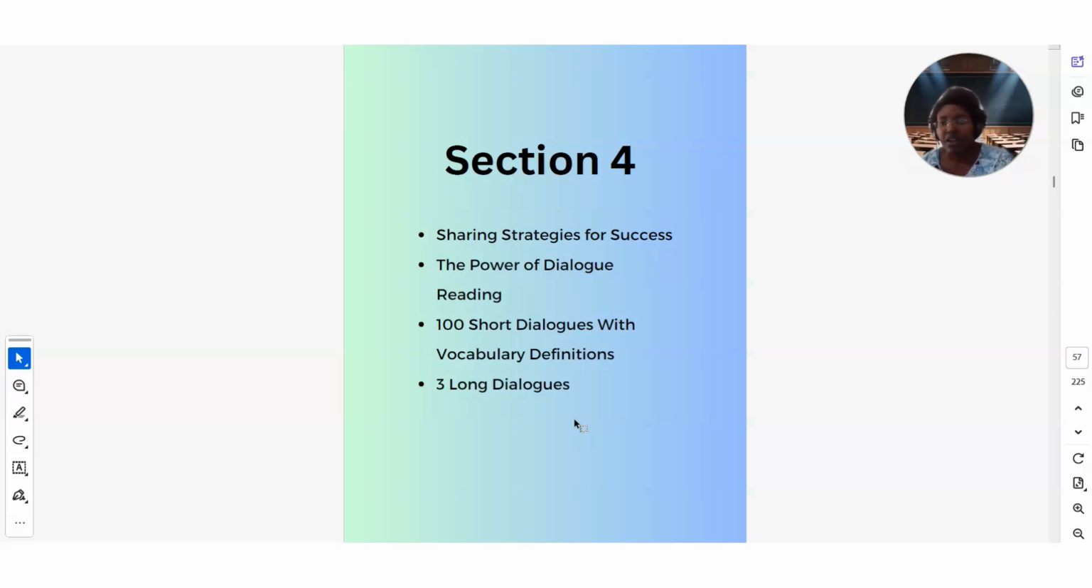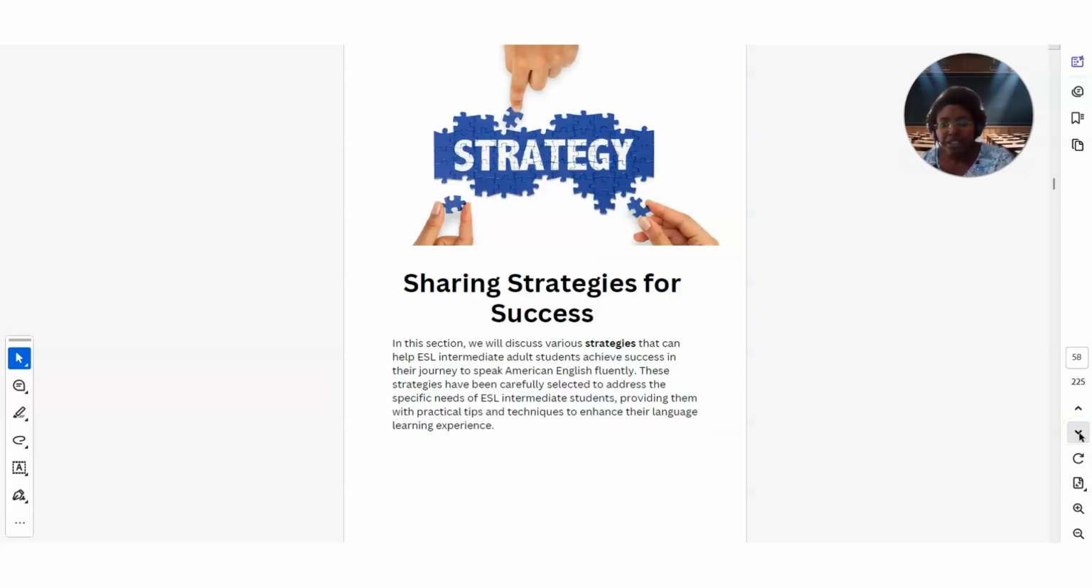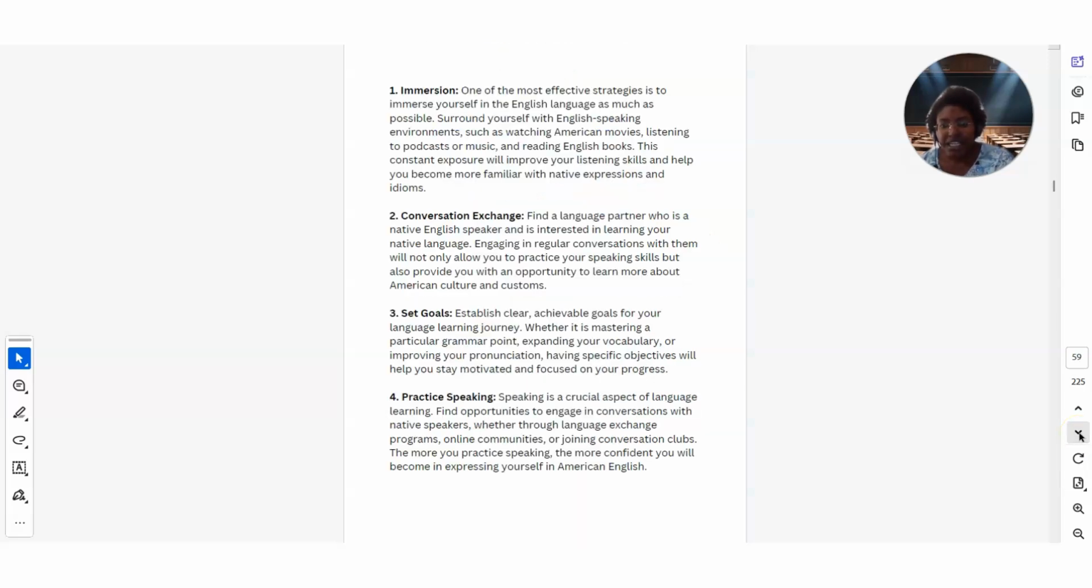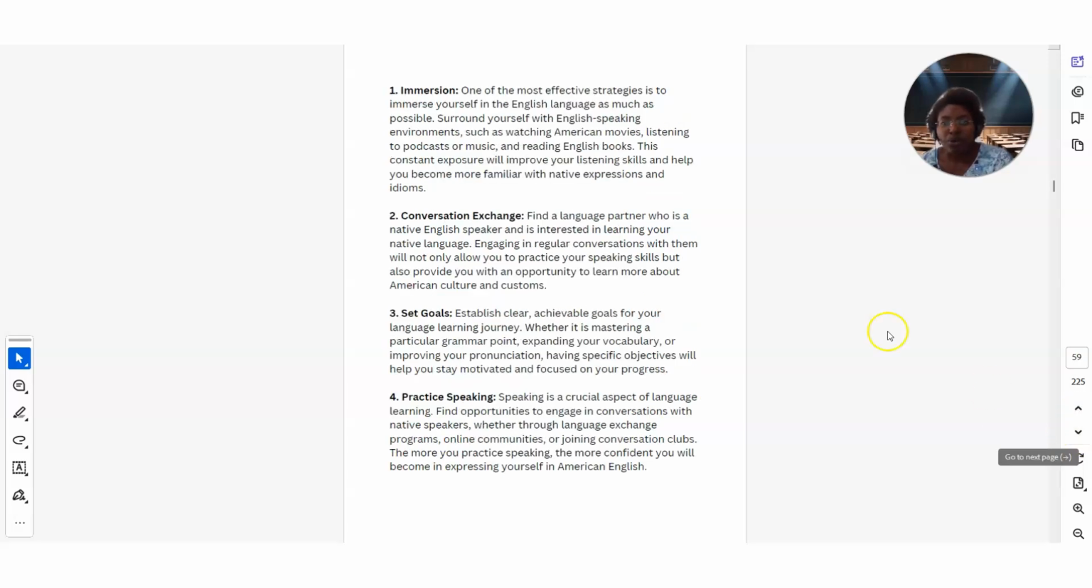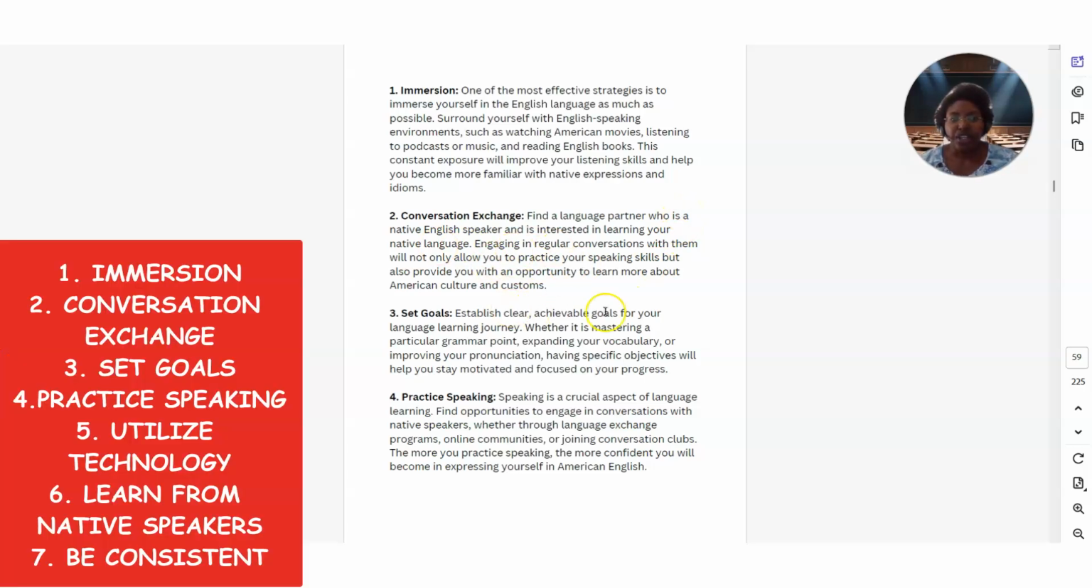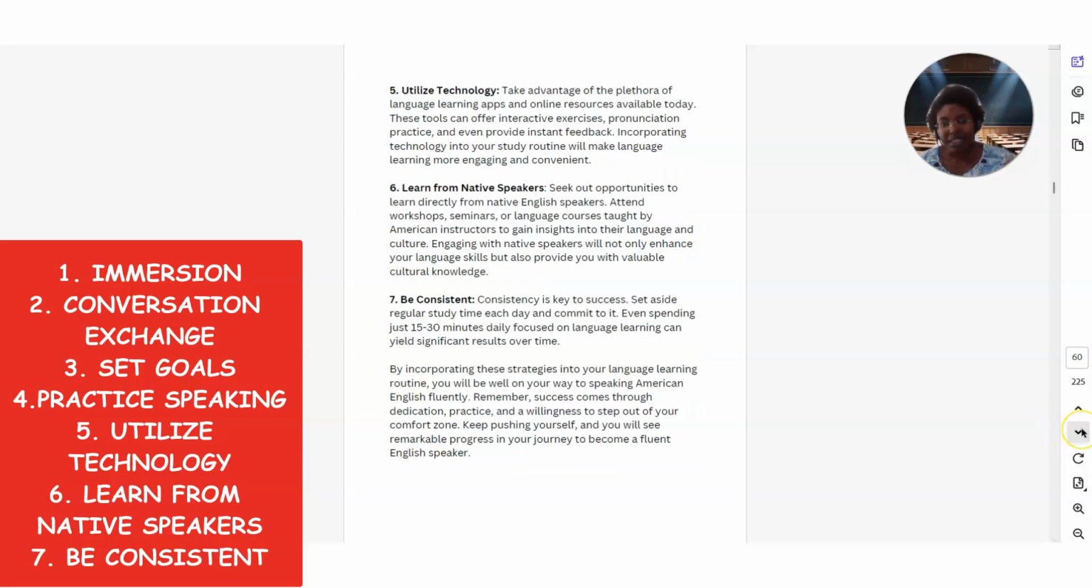Students don't read dialogues enough. You need to be reading dialogues. Absolutely. It should be part of your strategy. So you can read through pages 58, 59 and 60 on your own, but it gives you the different strategies you should be focusing on. So I'll just read the bold. So for example, number 1 is immersion. We talked a lot about that in the last video. Conversation exchange, set goals, practice speaking, of course.